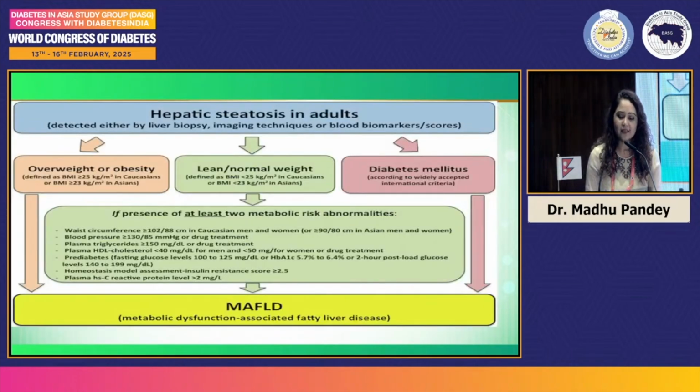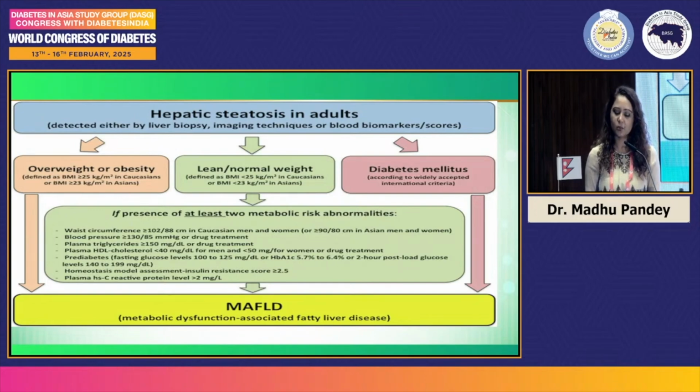So how do we detect hepatic steatosis, NAFLD, in adults? We have lean obesity in our Asian population. So we want to talk about obesity or overweight, defined as BMI greater than 25 in Caucasians and BMI greater than 23 in Asians. They are known as metabolic dysfunction associated fatty liver disease. But in lean, normal weight patients, when the BMI is less than 25 in Caucasians and less than 23 in Asians, in that scenario we need at least two metabolic risk factors.